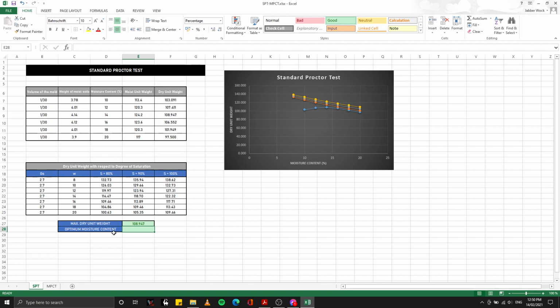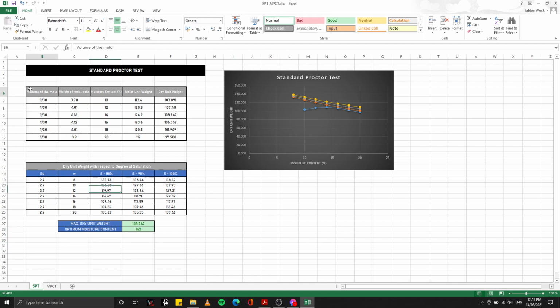Now, for the optimum moisture content, ang gagawin lang natin is to base our answer sa max dry unit weight. So, since nakuha na natin ang value ng max dry unit weight, ang gagawin lang natin is hanapin natin yung corresponding moisture content, which would be 14%. Okay? 14%. So, yan ang ating optimum moisture content. Ganyan lang kadali para makuha natin ang value ng max dry unit weight and ng OMC.